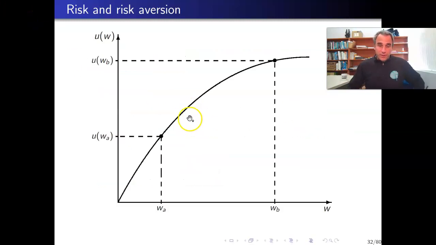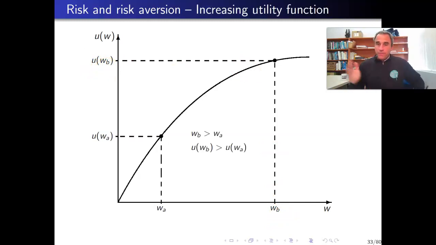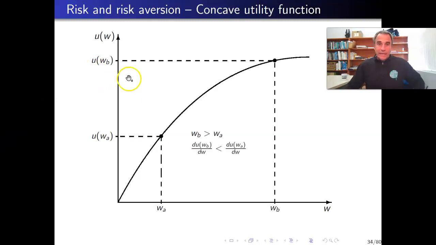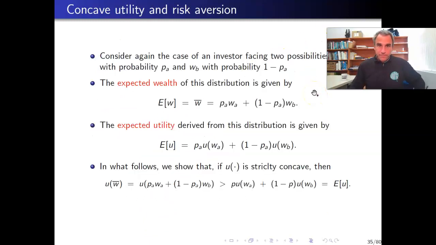So here's our utility function. Wealth is at the bottom, U of W is on the vertical axis. So take WA, here's the happiness WA generates. Here's WB, and U of WB is the happiness that WB produces. The function is strictly increasing, so more wealth translates into a higher value of utility. And the function is strictly concave, so at WA, the slope is steeper than at WB. Good?